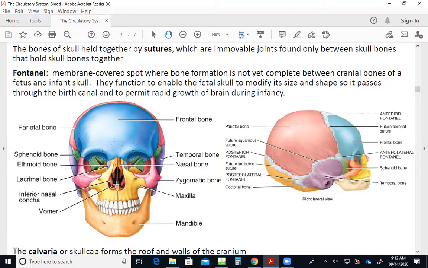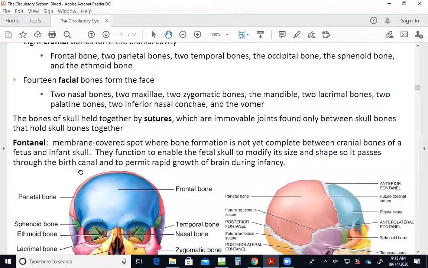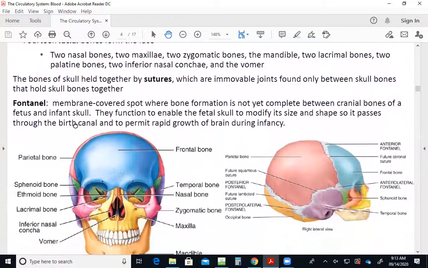Inside your nose, you've got a vomer, which helps separate the nose into the two sides. These two hook-like structures are called inferior nasal conchae, which are also facial bones. And that should be all of them.